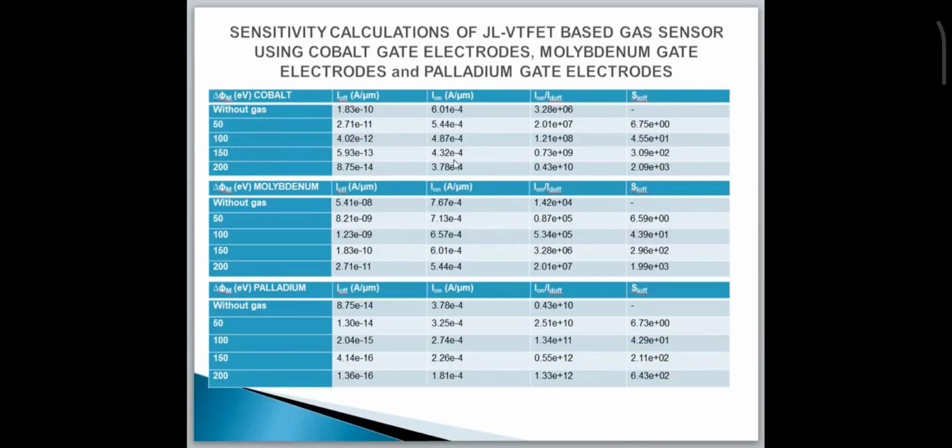By reducing the off current, we are increasing the Ion/Ioff ratio. This means if we apply the gas molecule at the gate electrode, the Ion/Ioff ratio increases. It increases from 10^6 to 10^10 in the case of the cobalt electrode, from 10^4 to 10^7 in the case of the molybdenum electrode, and in the case of the palladium gate electrode, the Ion/Ioff ratio increases from 10^10 up to 10^12.